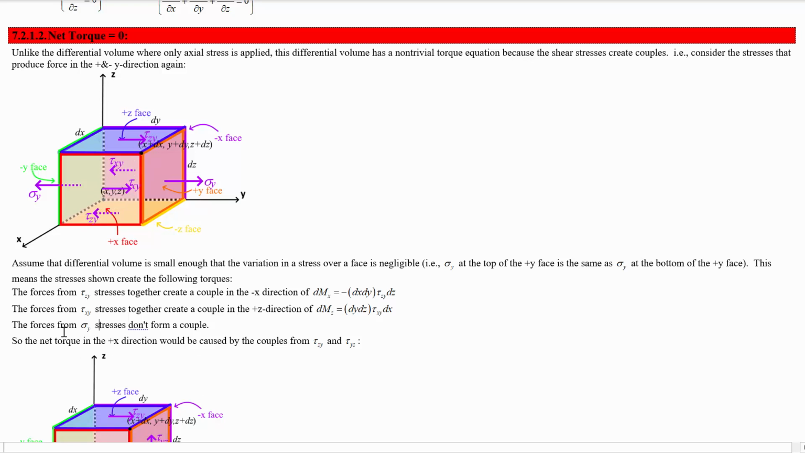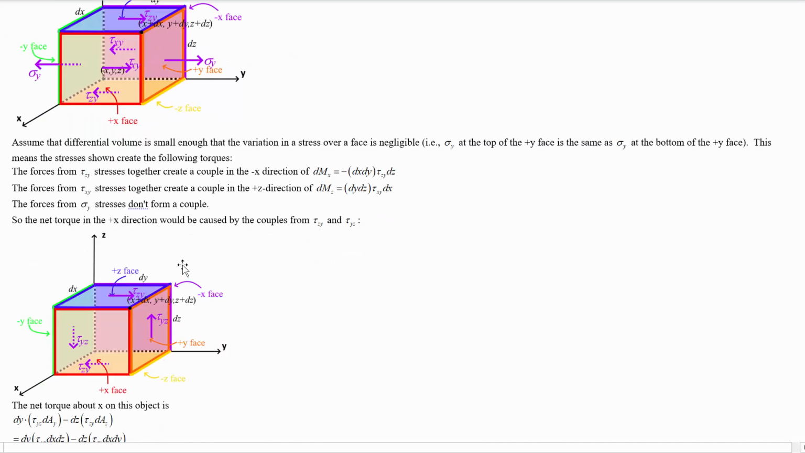Just to recap, the shear stresses create couples, and so when we're finding the net torque on this thing, we're going to have to consider the shear stresses, but the axial stresses do not, so we don't need to consider those when finding the net torque on this infinitesimal volume. The net torque in the x direction, for example, will involve tau zy that we just saw.